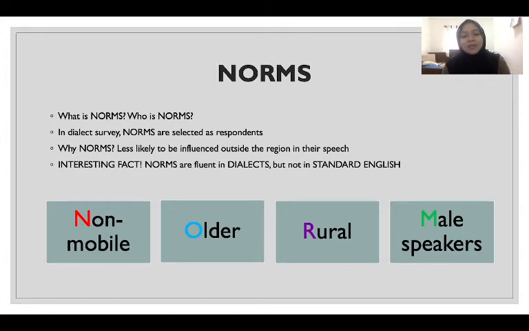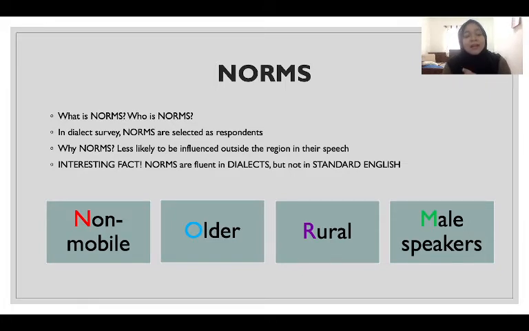Why do they choose these four categories of people as respondents for a linguistic survey? Because number one, they are less likely to be influenced outside their region in their speech. So they have stayed there for a very long time. They traveled very little, so they don't have exposure to other languages. Therefore, they are able to maintain the language that they are using.